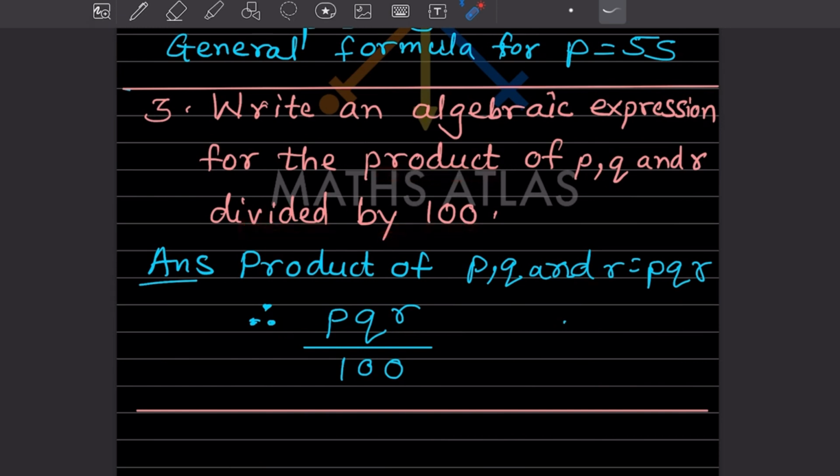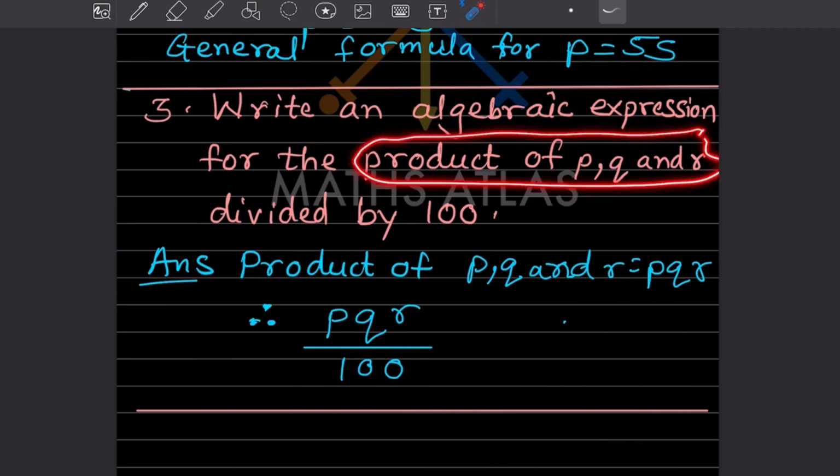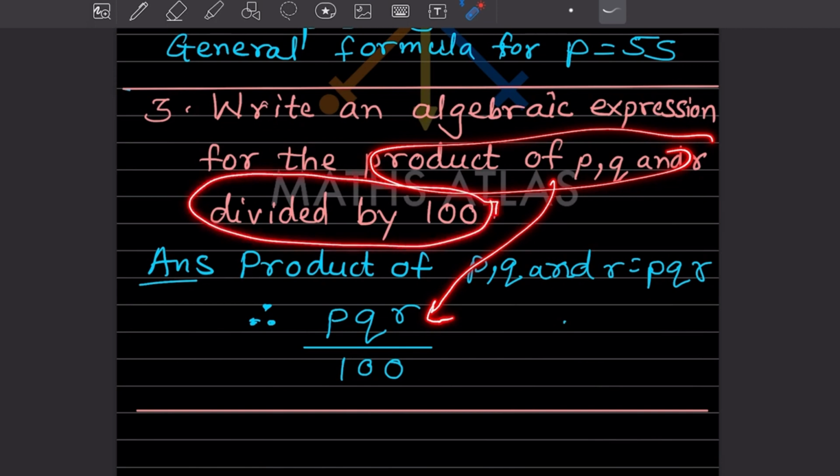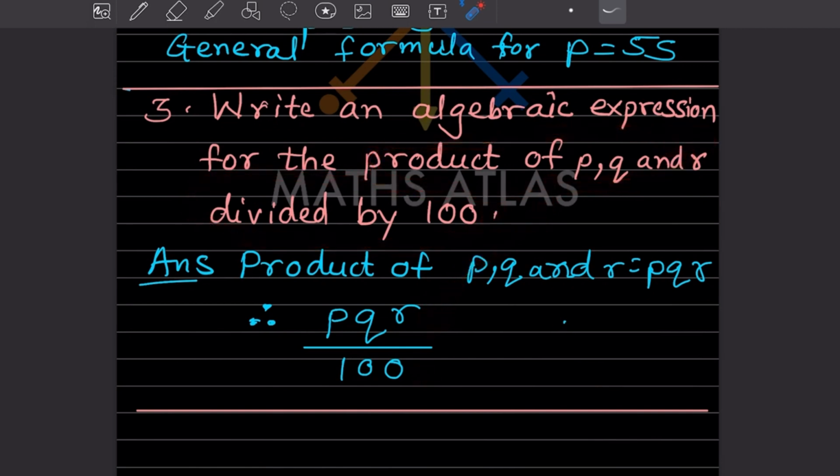So now what are we going to do? We are going to split the first one into two. Like they said, product of PQR. Product means we are going to multiply. When you multiply P, Q, R, what do you get? We get PQR, isn't it? And then what are we going to do? We are going to divide this PQR by 100. So PQR by 100 is the answer.